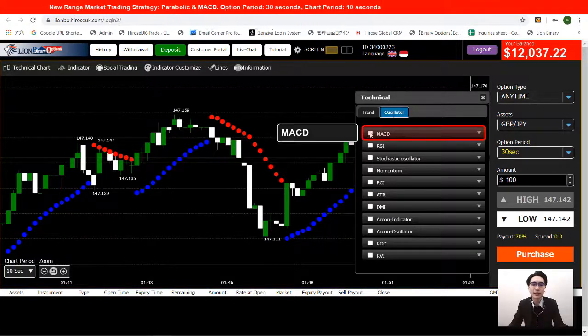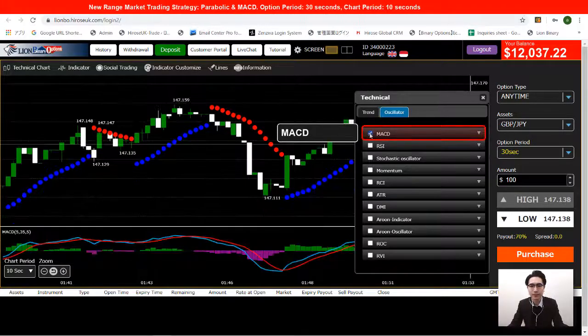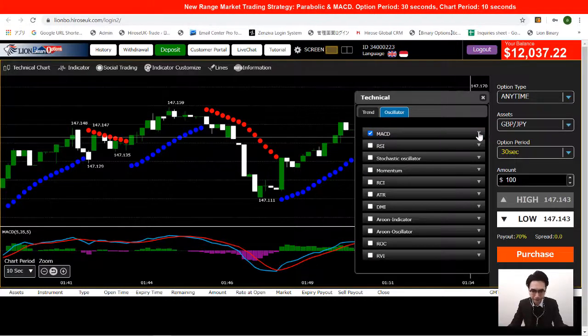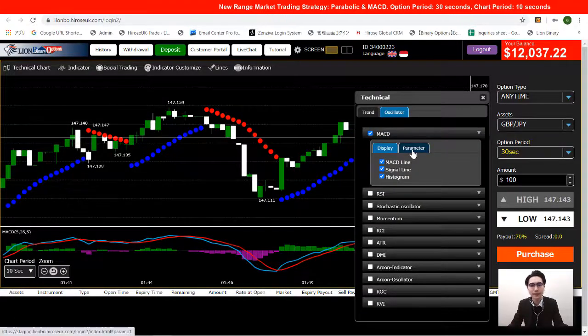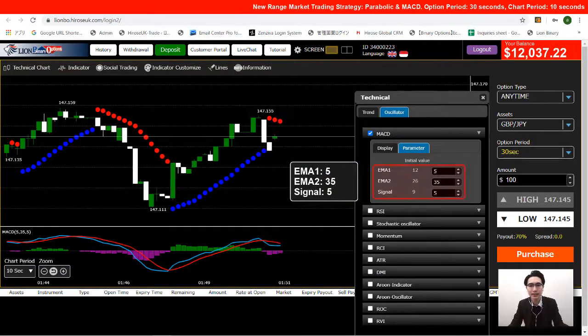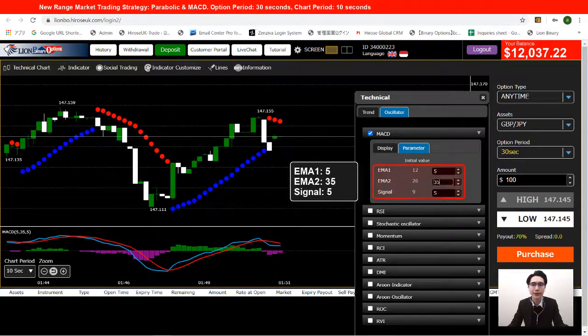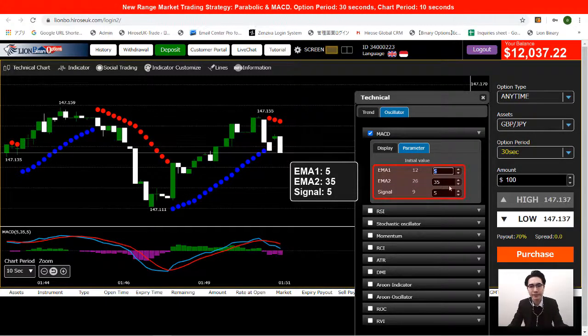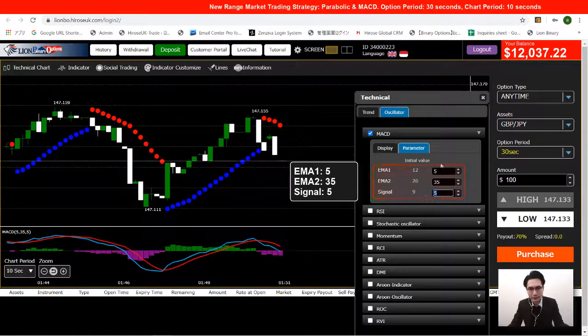Now we get this done, then we can go to the oscillator. Then we'll choose the MACD. Now just open the drop down for MACD. Okay, so go to parameter. The parameters here, again, we are using 5, 35, and 5. So again, EMA1 is 5, EMA2 is 35, signal is 5.